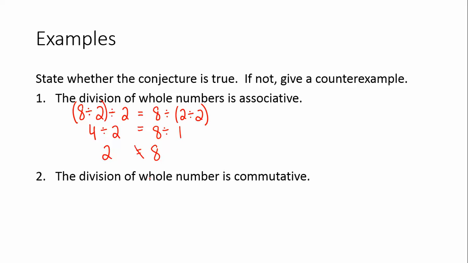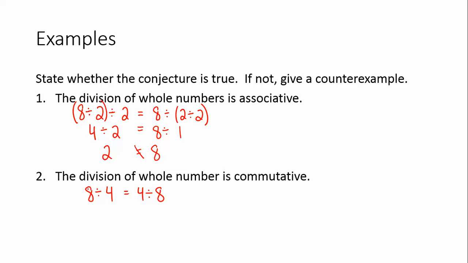The next one states that the division of whole numbers is commutative. So let's come up with an example and see if it's true or not. So the conjecture is that the division of whole numbers is commutative. That means it doesn't matter which order you divide. So we could do 8 divided by 4 or 4 divided by 8.